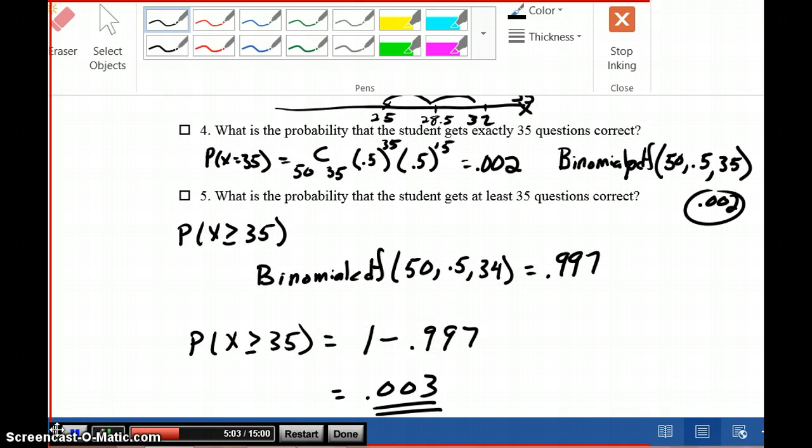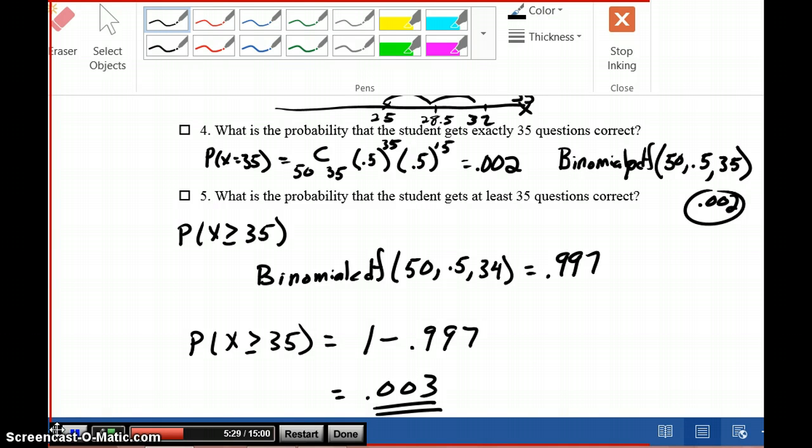The next question asks the probability that the student gets at least 35 questions correct. So when we say at least, we're saying the probability that our random variable x is greater than or equal to 35. But remember, our calculator thinks from a certain point on down. So I'm going to have to say binomial CDF 50, .5, 34, and that results in 0.997.